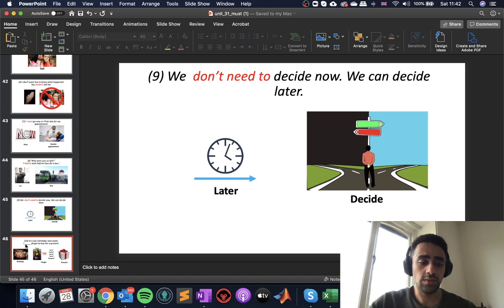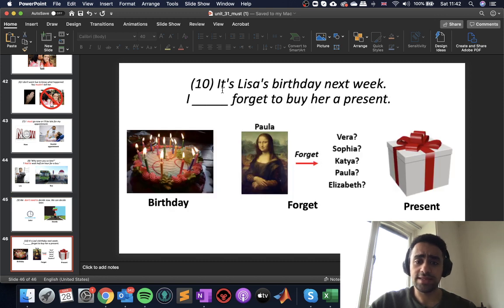The last one, it is Lisa's birthday next week. I forget to buy her a present. Oh, so Lisa's birthday is coming up next week, and I need to buy her a present. It's necessary that I buy her a present. So I don't want to forget.